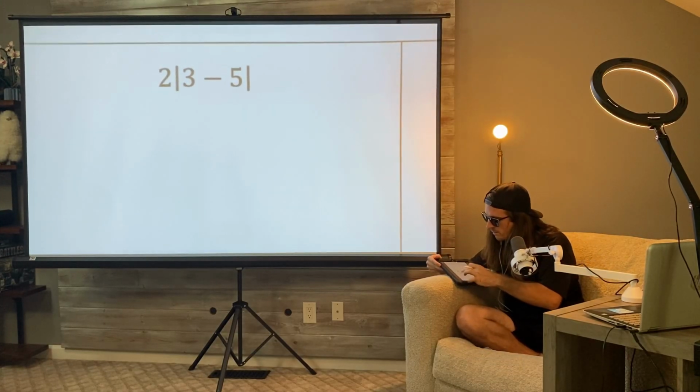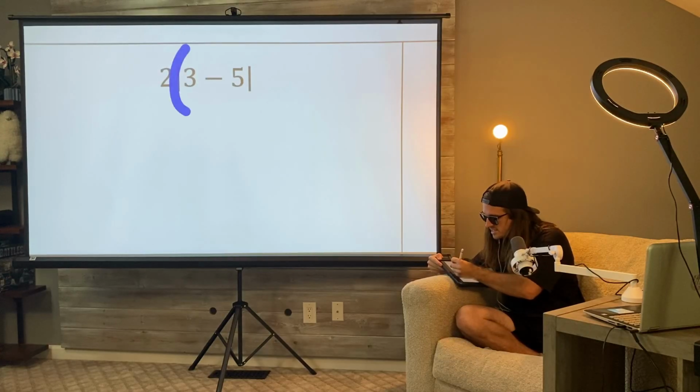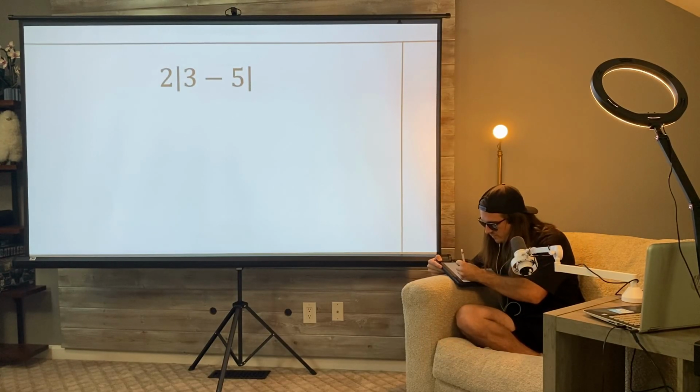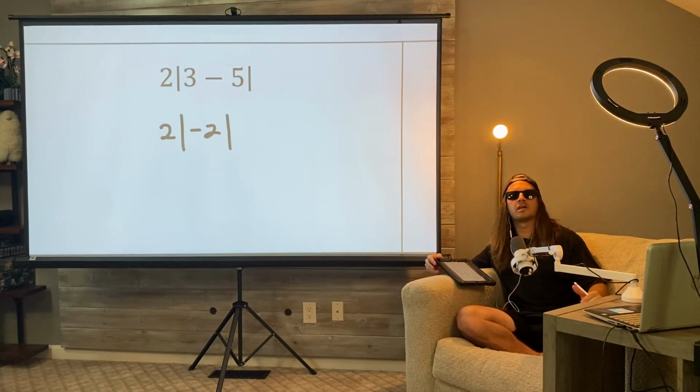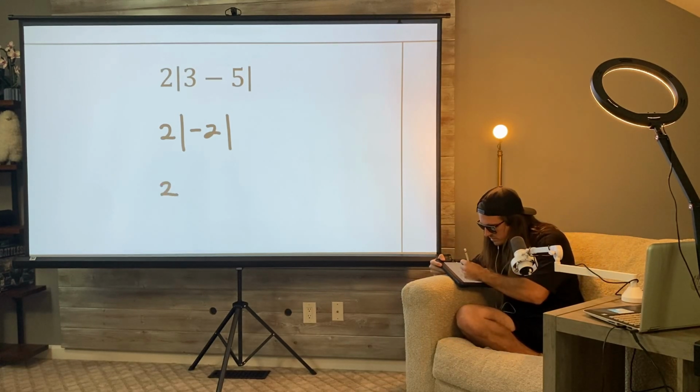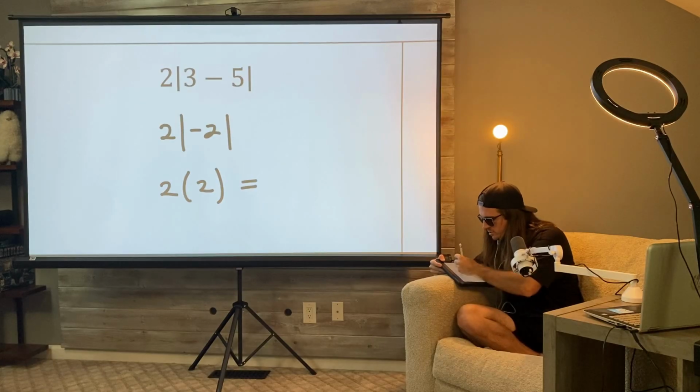So when I'm looking at a problem like this, I'm going to treat this as if there were parentheses here. I need to do that first. So 3 minus 5 is -2. Now, don't ditch the absolute values until you've actually used them, which we will do now. The absolute value of -2 is +2, and 2 times 2 is 4. The answer here is 4.